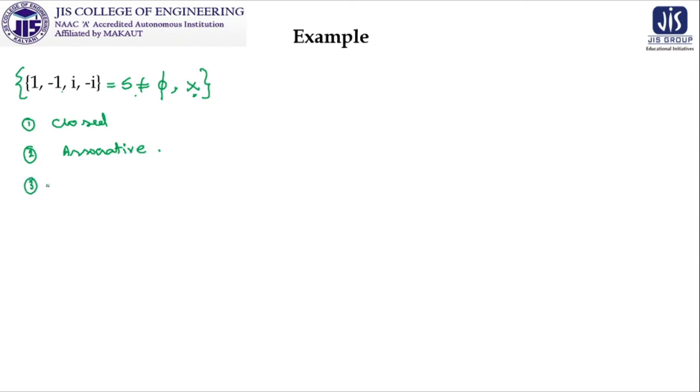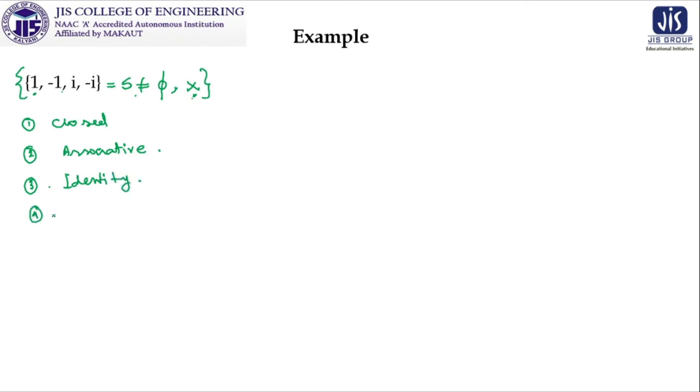Now you need one element for which the operation keeps the element unaltered. As your operation here, as we have already discussed in the previous slides, is usual multiplication, and 1 is present. We know that 1 is the identity element of usual multiplication. So the identity property is also good.